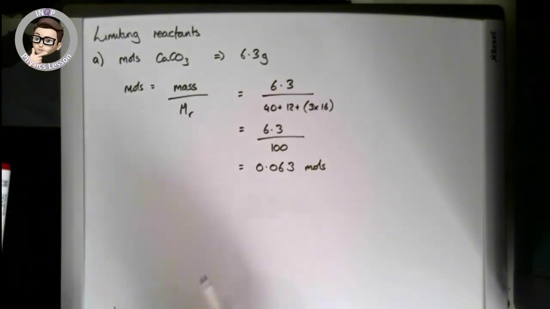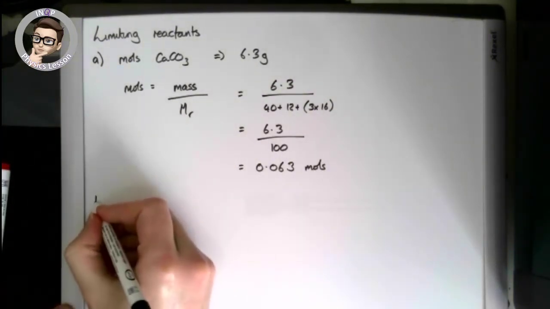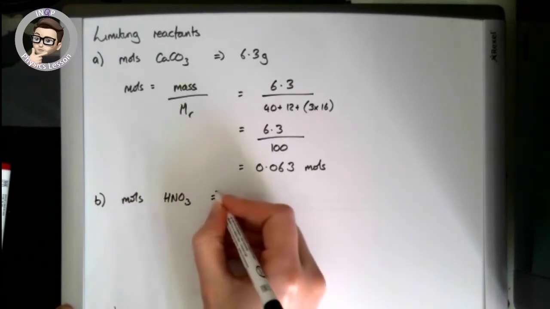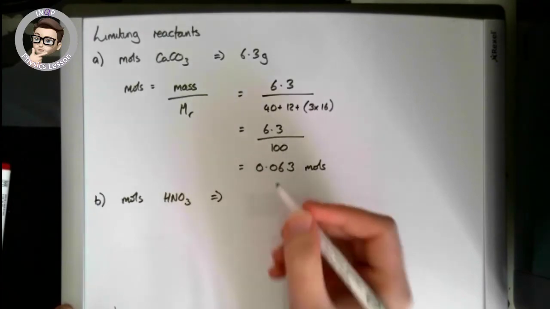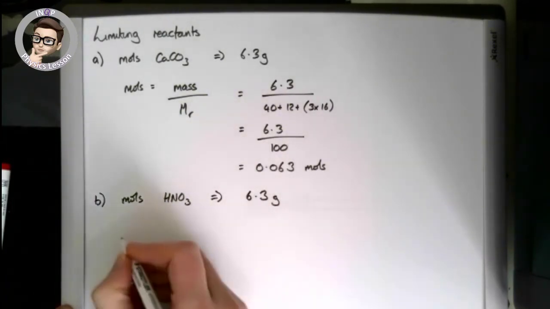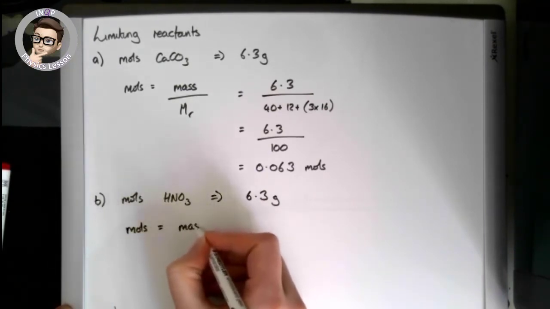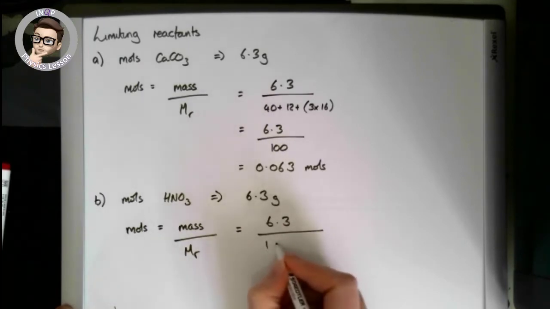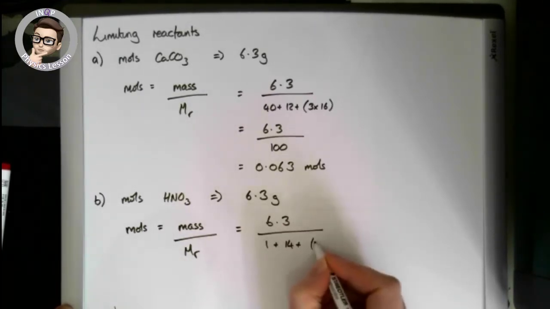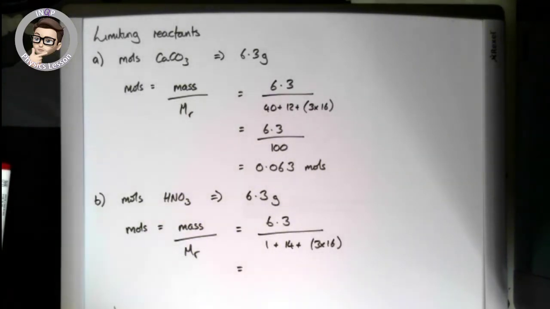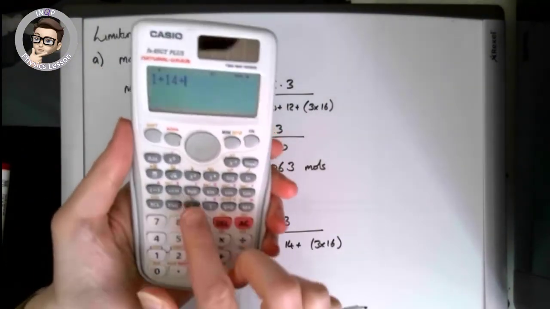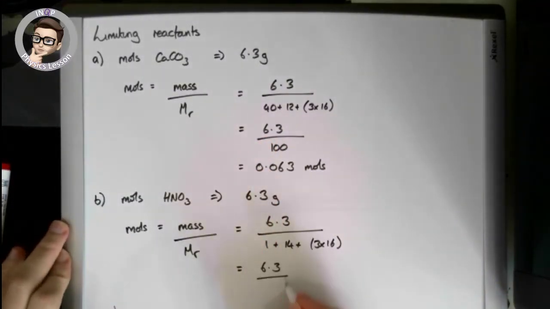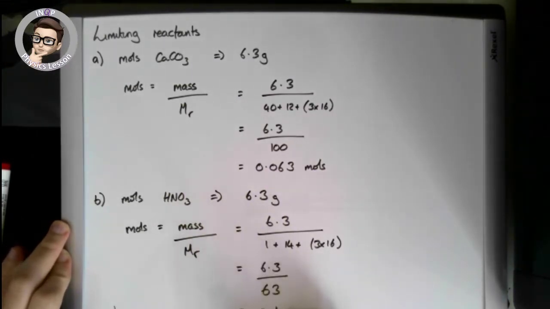Let's move on to the next one. We now want to work out the number of moles of the next chemical, nitric acid, HNO3, and we know we've got 6.3 grams of nitric acid. This time, moles is exactly the same: mass divided by relative molecular mass. So it's 6.3 divided by H is 1, N is 14, and oxygen is 3 times 16 again. On a calculator, 1 plus 14 plus 16 times 3 gives us 63 at the bottom. So 6.3 divided by 63 gives us 0.1 mole.